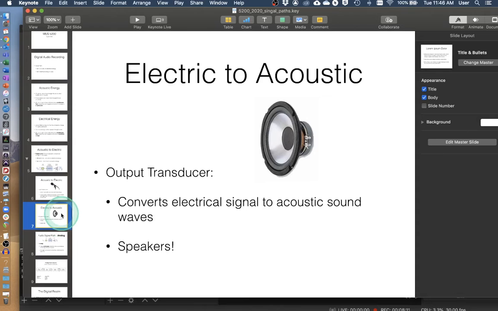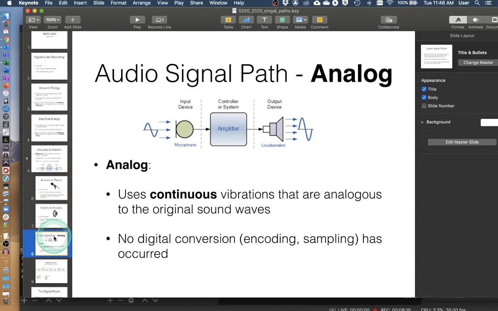So microphones and speakers are generally opposites of the same system. And our analog signal path uses continuous vibrations that are a model or analogous to the original sound waves. So an original sound wave goes into the microphone, our system amplifies it and makes it louder, and then goes to a loudspeaker, which then recreates that signal at a higher volume. In this case, there is no digital conversion. This is simply a microphone to amplifier to speaker.